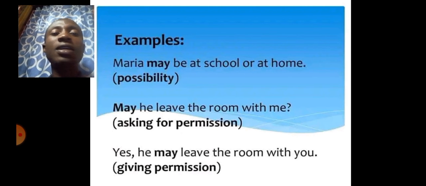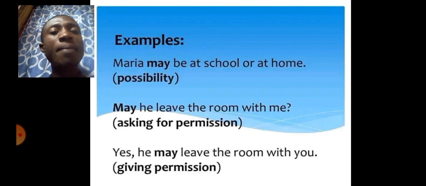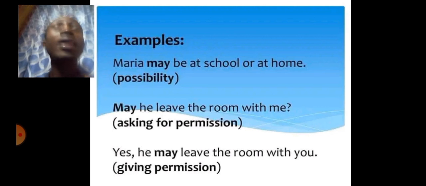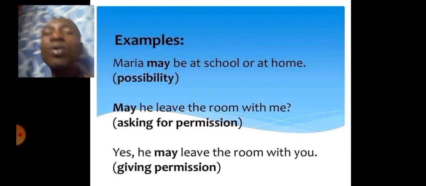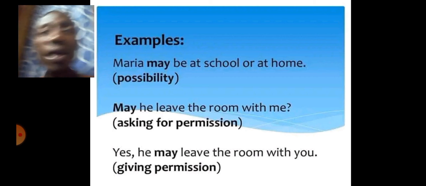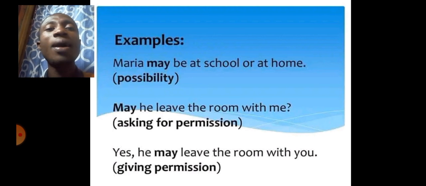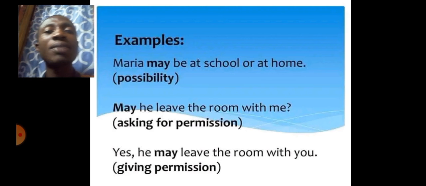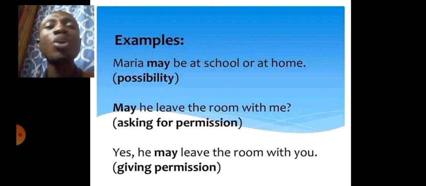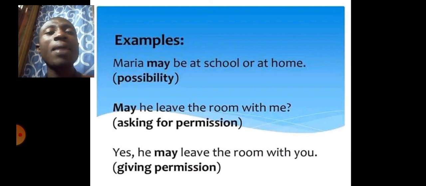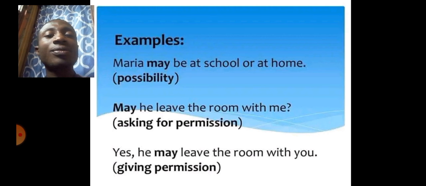Here, Maria may be at school or at home. Here, the sentence above is used to show possibility. Maria may be at school or at home.